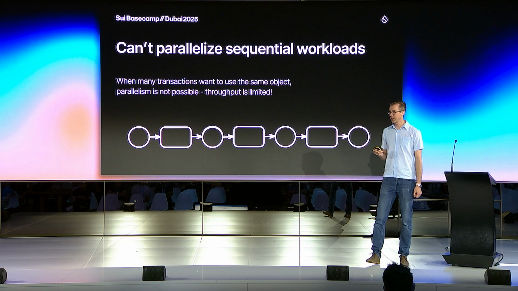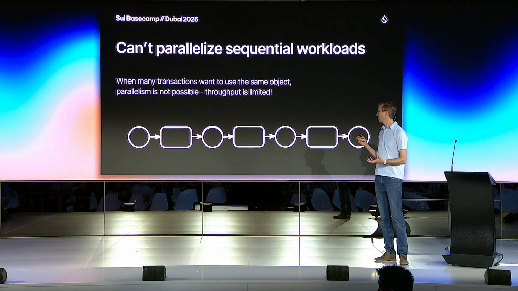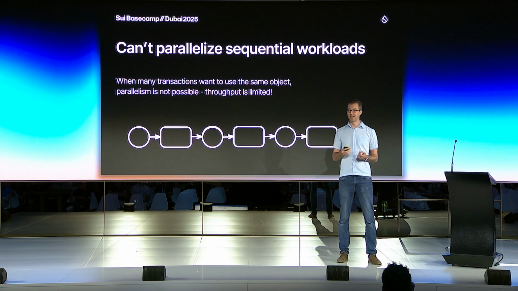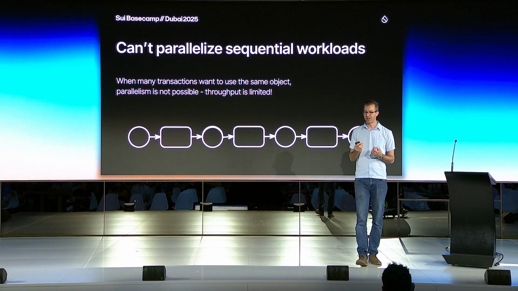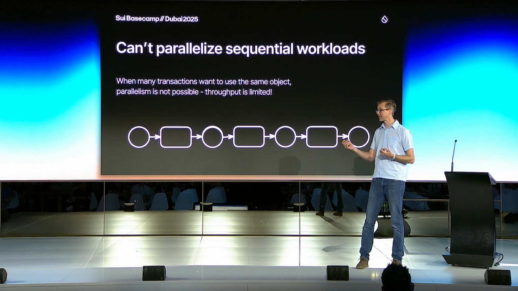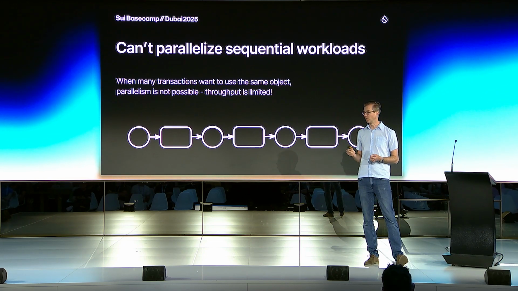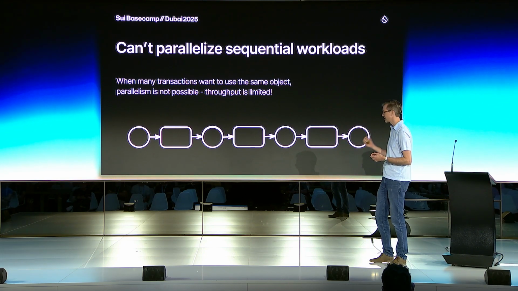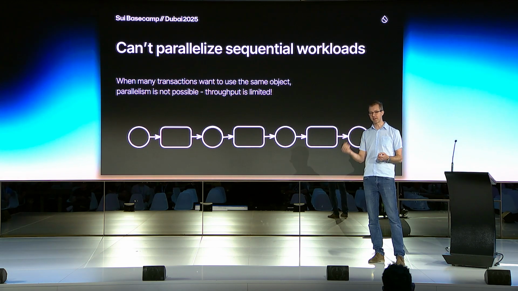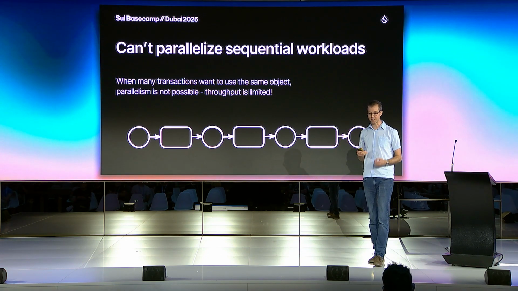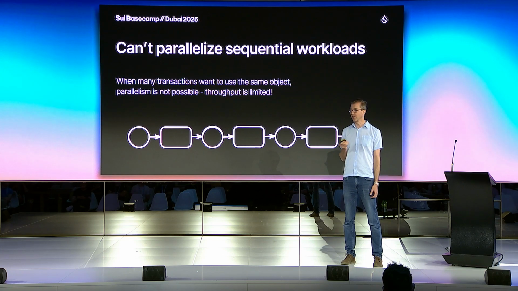Now, one implication of this model, well, it's not really an implication of this model, it's just a fundamental fact of the universe, is that when you have a sequence of transactions operating on the same state, you're not going to be able to parallelize it. So we have one object here, which a steady stream of transactions are coming in, updating the state of that object, and this produces just a serial execution path that can't be parallelized. Throughput is limited.